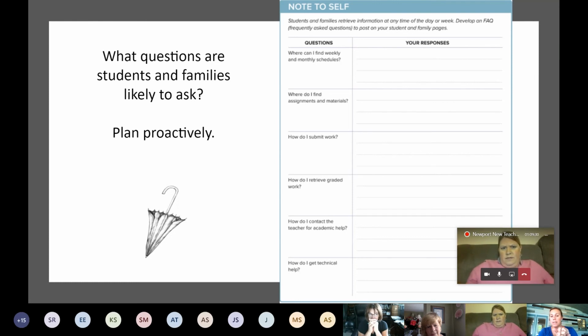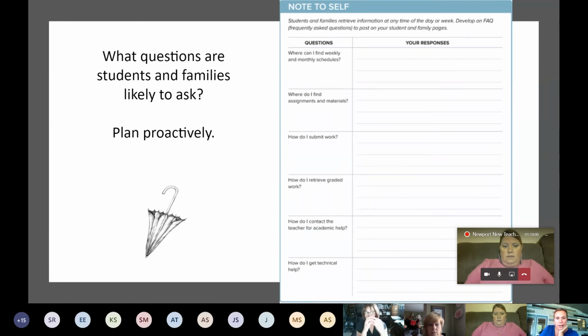Would they be able to submit and turn in work? Do they know how to retrieve that graded work so they can see how they've done? Do they know how to contact you for help? And then what if they do need technical help? Somebody mentioned this in one of the comments too. Whether it be getting online or using their device, we want to make sure that they know how to do that. So who would they contact? And the teacher may very well be the first point of contact. But things to think about.